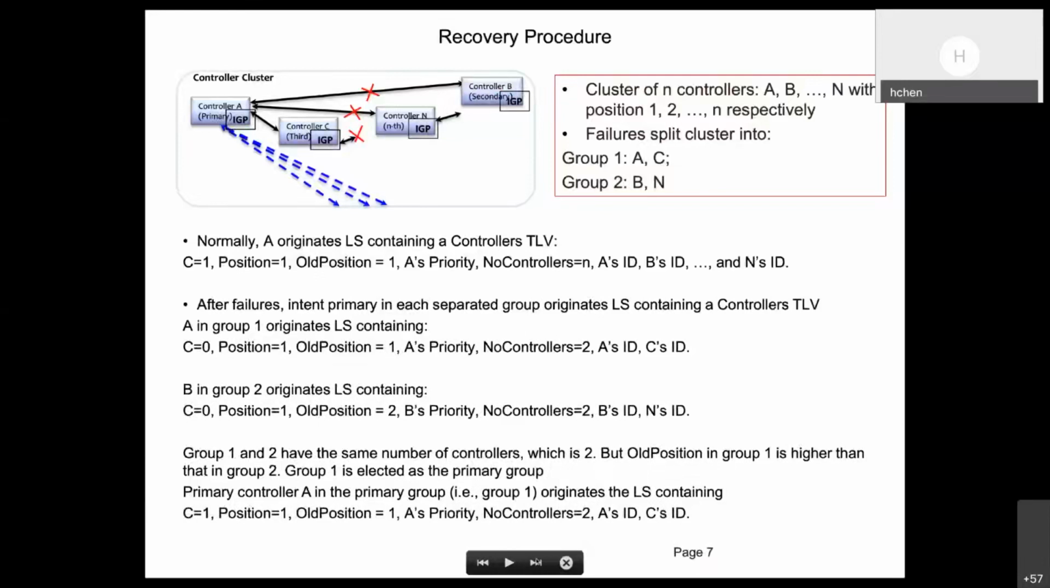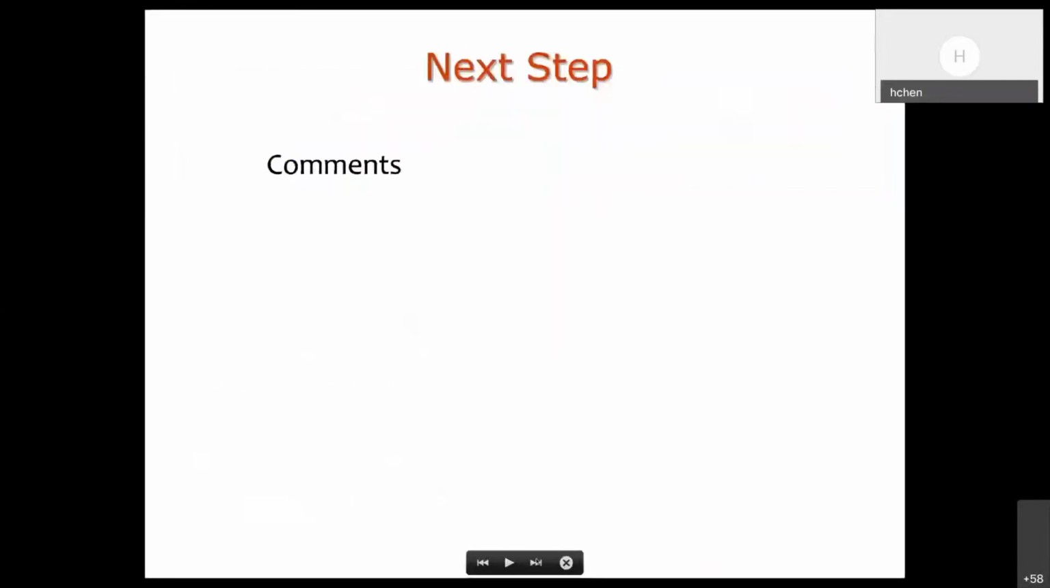For each group, only the intent primary controller will advertise the information about its group. After that information is advertised, each group will elect the real primary controllers. Here, because each group has the number two, they will use tie-break rules. Here we just use the old position, because A is the old primary controller, as it has the highest position. So group one will be elected as the primary group, and then control the network. So next page. Yeah, that's all about it. And then I would like the comments from the group.